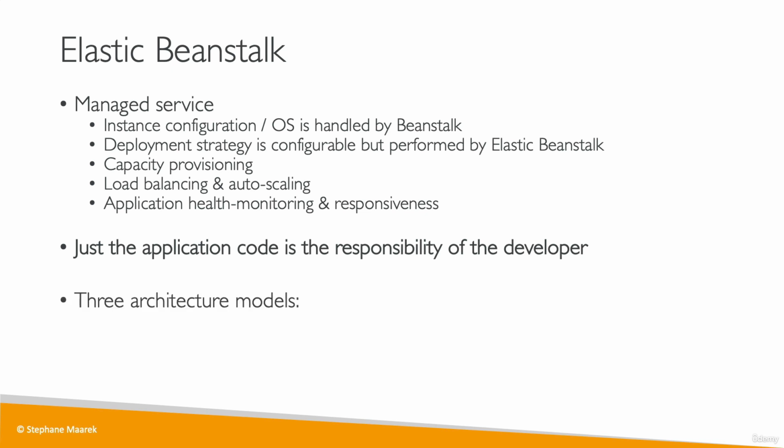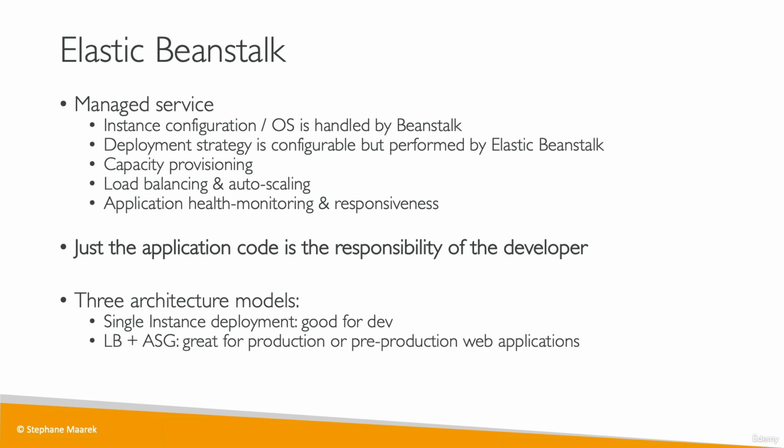There are three architecture models with Elastic Beanstalk. The first one is single instance deployment, which is good for a development environment. But if you want to scale up, you can have a load balancer and an ASG, which is going to be great for production or pre-production web applications. And finally, if you want to have non-web apps in production, for example, workers, you have an option to only have an autoscaling group as a standalone.